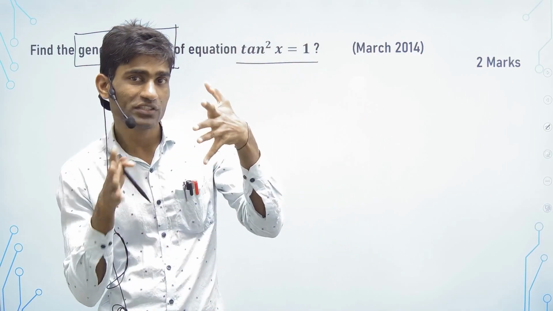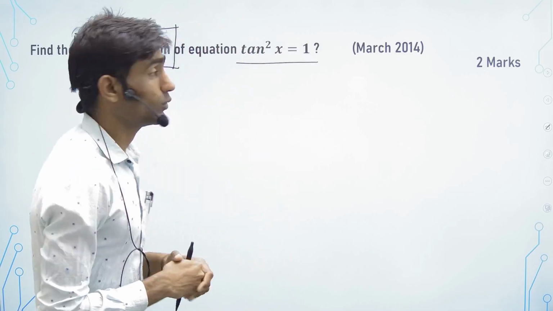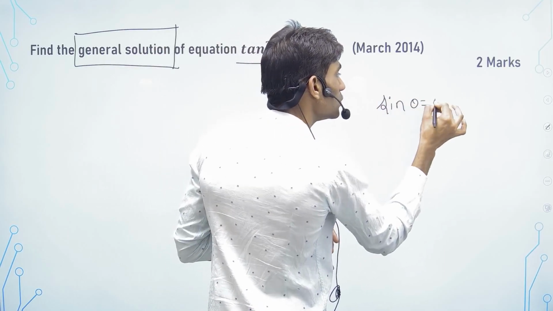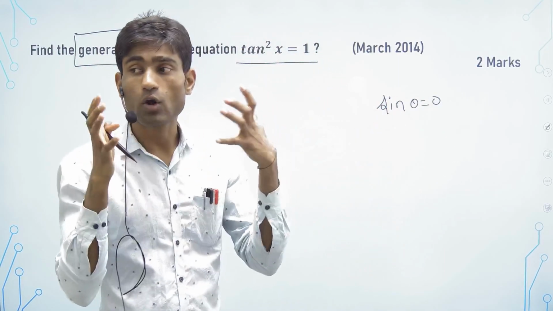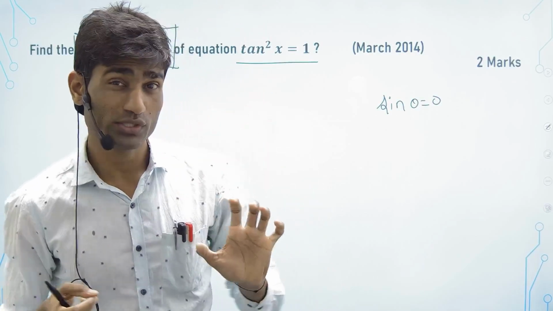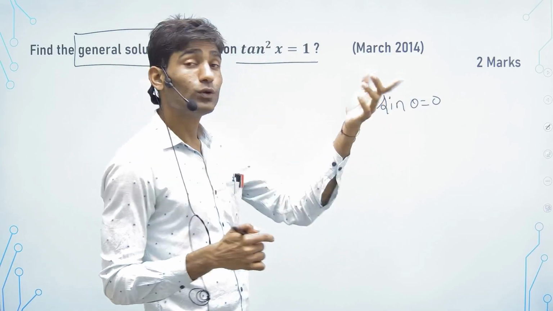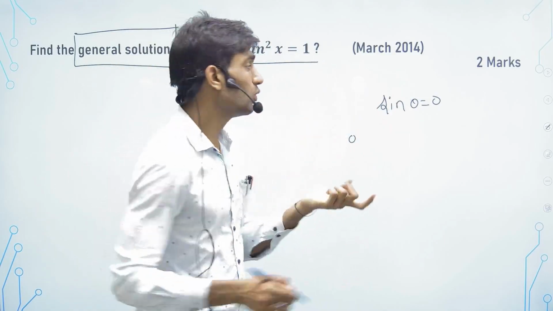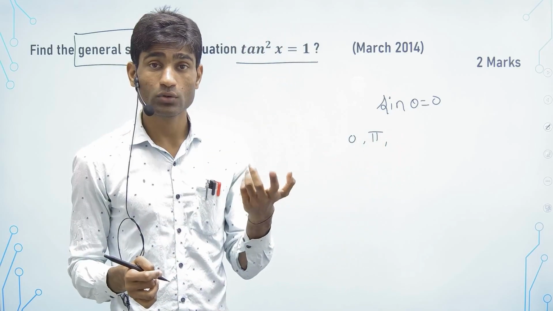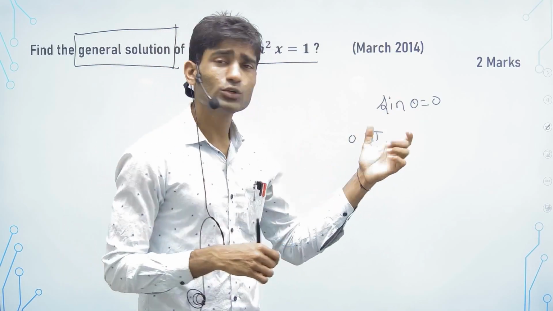If we use general solutions, how do generalized solutions look? Now if I use sine theta equal to 0, tell me for how many values sine theta goes to 0. Sine 0 always has the value 0, sine pi also has the value 0, and sine 2 pi also has the value 0.